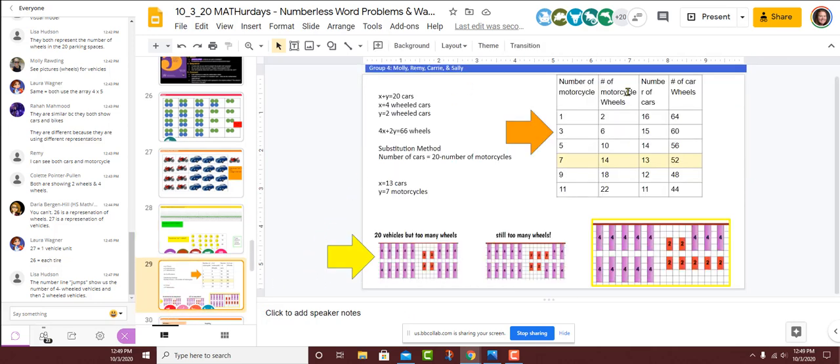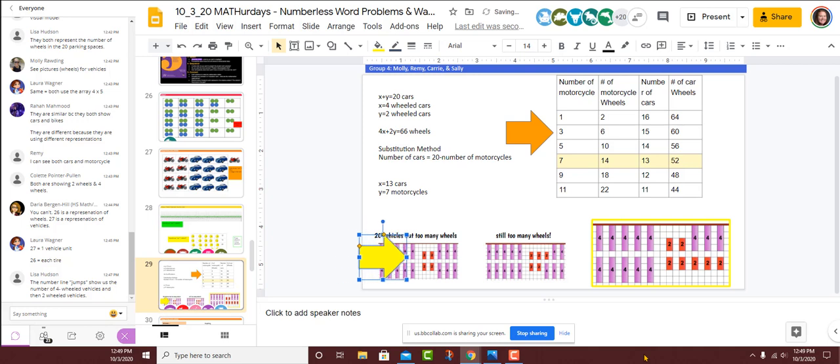So on slide 29, would someone from our group 4 tell us a little bit about this yellow arrow and what you did and how it led to the orange arrow, please? I used the Cuisenaire rods, and I started with the 20 vehicles and those 20 spaces, and then I had too many wheels at that point, so then I swapped out some 2s for the 4s, and I still had too many wheels, and then I got to the last one, which had the yellow box around it, where it does have 66 wheels, and then I'll turn it over to one of my colleagues to share the table and then some connections.